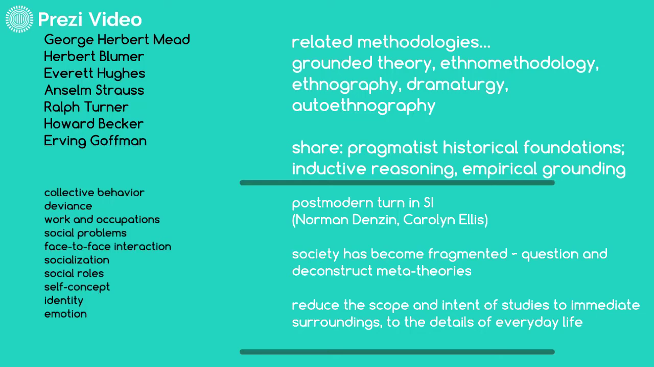There is a postmodern turn in symbolic interactionism, oftentimes associated with people like Denzin and Ellis. And in this postmodern turn, society is, of course, seen as being quite fragmented, and one of the interests is in questioning and deconstructing meta theories. So rather than looking at big theories of social meaning, it instead focuses at a more micro level, looking at immediate context and the details of everyday life.